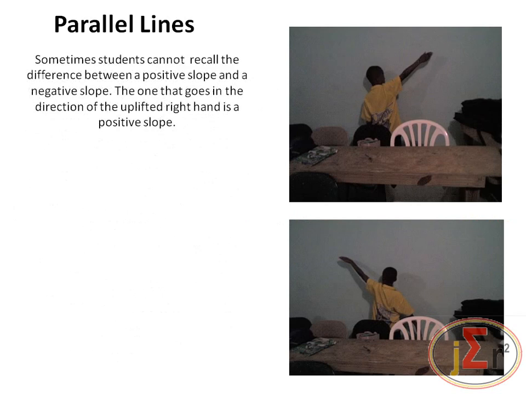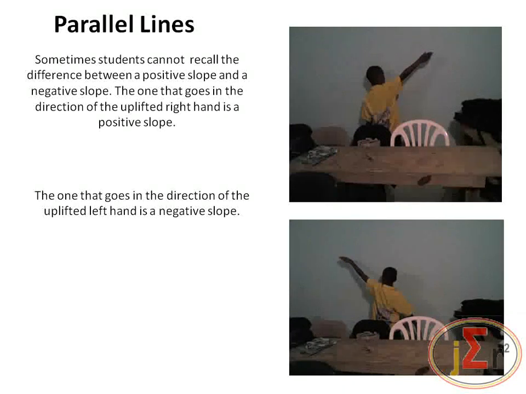Sometimes students cannot recall the difference between a positive slope and a negative slope. The one that goes in the direction of the uplifted right hand is a positive slope. There. Your right hand is sloping like that, so any line that goes up in that direction has a positive slope. The one that goes in the direction of the uplifted left hand is a negative slope, like that.